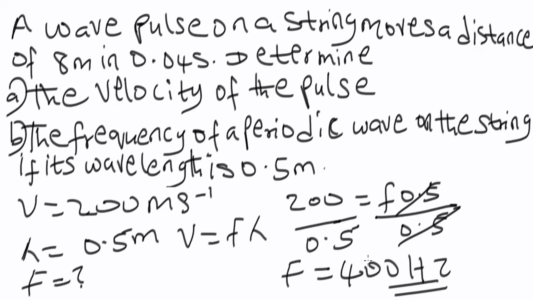So this basically can solve problems involving wave motion. This is basic calculation of wave motion, how to find frequency, velocity, wavelength, and period, using this relationship V equals frequency times wavelength lambda. Okay, so that's it for this class, guys.